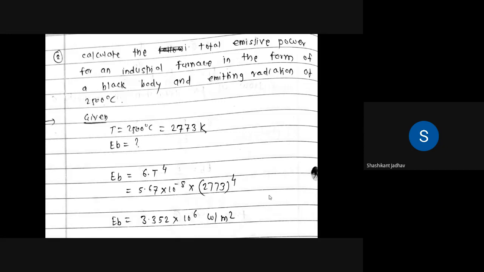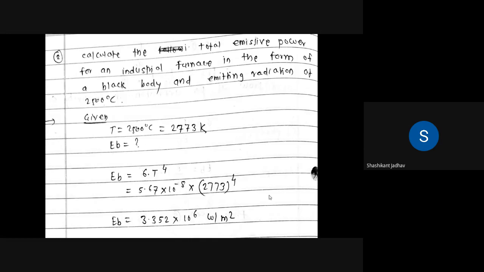And in this case they have said that we have to calculate the emissive power, and the unit of emissive power is watt per meter square. Okay, so Eb is equal to 3.352 into 10 raised to 6 watt per meter square. So this is the Stefan-Boltzmann law, that is Eb is equal to sigma into T raised to 4. We have to remember this constant, the Stefan-Boltzmann constant value, that is 5.67 into 10 raised to minus 8. If we don't remember this value then it is not possible to calculate the emissive power of a black body.